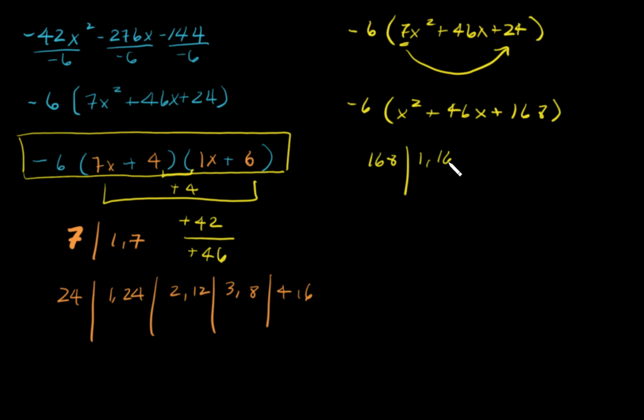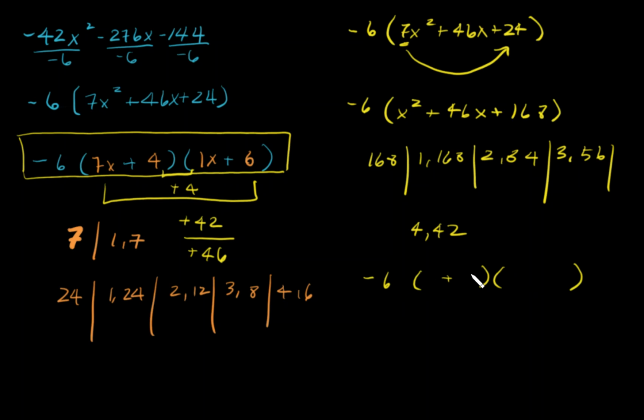Now let's go ahead and find factors of 168. We have 1 and 168. 168 divided by 2, 2 and 84. 168 divided by 3, 3 works too, 3 and 56. 4 and 42, and 4 plus 42 is 46. So let's go ahead and set up my parentheses. We have a plus 4 and a plus 42.